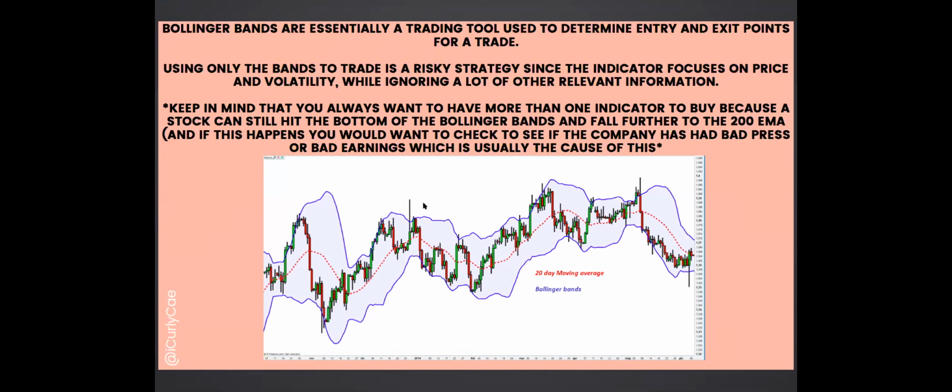Also, you want to make sure that you have more than one indicator to buy, because a stock can still hit the bottom of the Bollinger Bands and fall further to the 200 exponential moving average. And if this happens, what you would want to do is a little bit of fundamental analysis. You might want to go and check and see what happened with that company. They may have had bad press or bad earnings, which is normally the cause of this. Or it could have been something outside of the realms of that, like a pandemic such as COVID, right? All right.